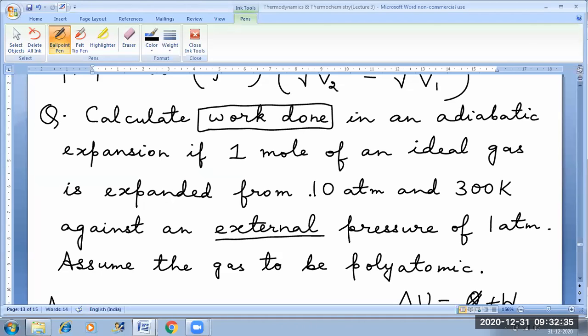Another thing is they have mentioned initial pressure is 10 atm and initial temperature is 300 Kelvin. How do I know that it is initial? Look at this word "from": from 10 atm and 300 Kelvin. That means initially the pressure was 10 atm and initially the temperature was 300 Kelvin. Whenever the word "from" is used, after "from", whatever value is given, that corresponds to the initial value of the parameter. So the initial value of pressure is 10 atm and the initial value of temperature is 300 Kelvin.